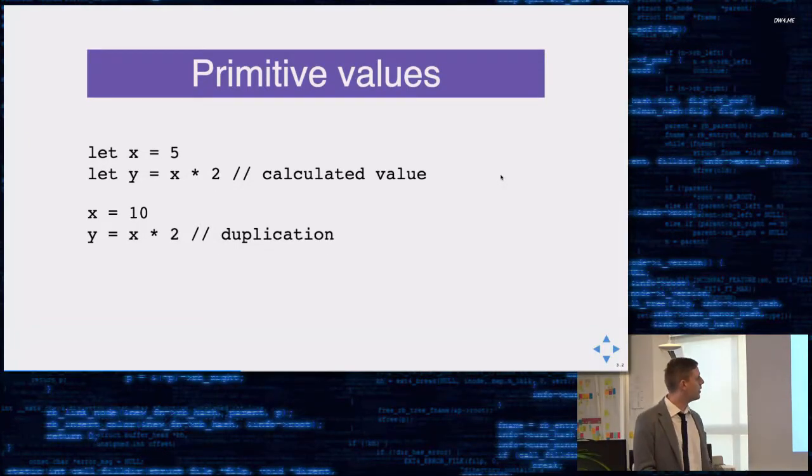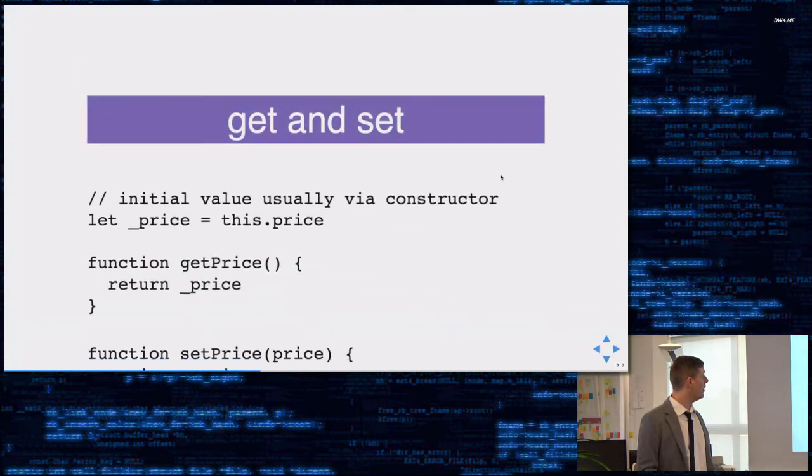If we look at this code here, it's kind of JavaScript. We set x to 5. We calculate the value y based on x. But when we change x, we need to recalculate y again. This isn't a problem that I hope we're having too much today. Nobody really does this, unless it's maybe a bash script or something, but we shouldn't really do it there either.